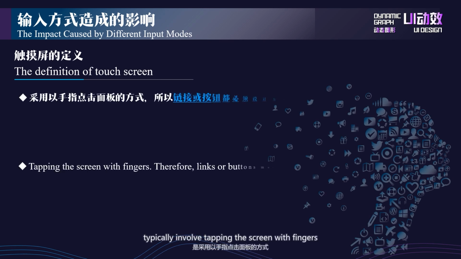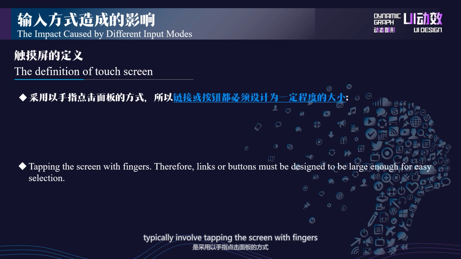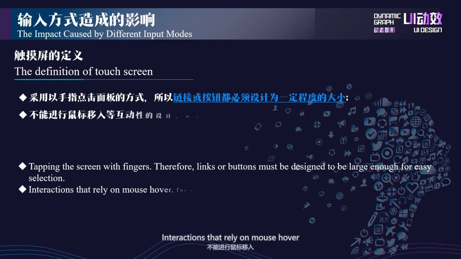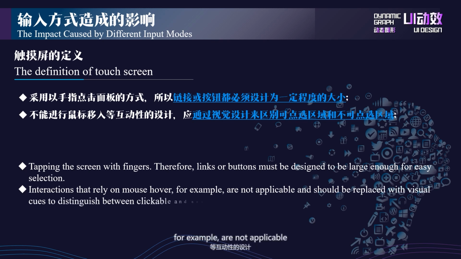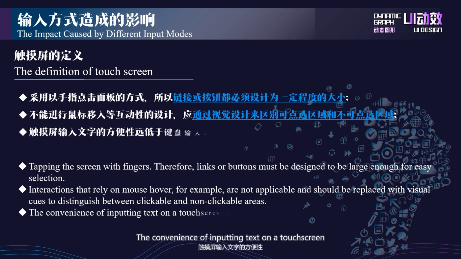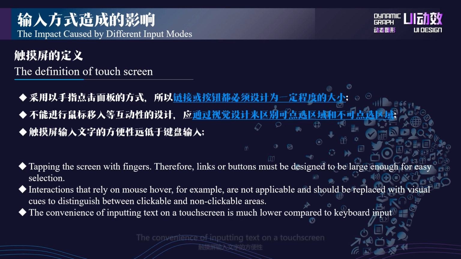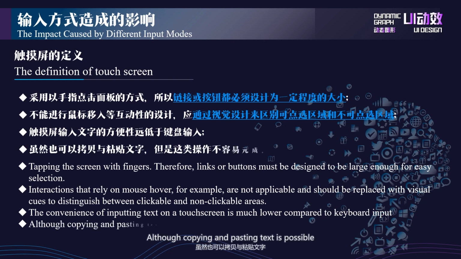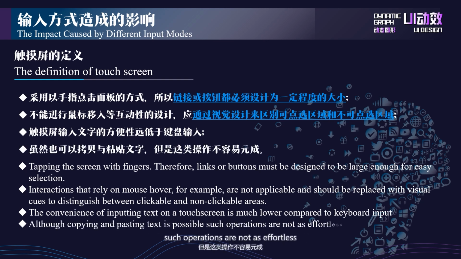Mobile input modes typically involve tapping the screen with fingers. Therefore, links or buttons must be designed to be large enough for easy selection. Interactions that rely on mouse hover, for example, are not applicable and should be replaced with visual cues to distinguish between clickable and non-clickable areas. The convenience of inputting text on a touchscreen is much lower compared to keyboard input. Although copying and pasting text is possible, such operations are not as effortless.